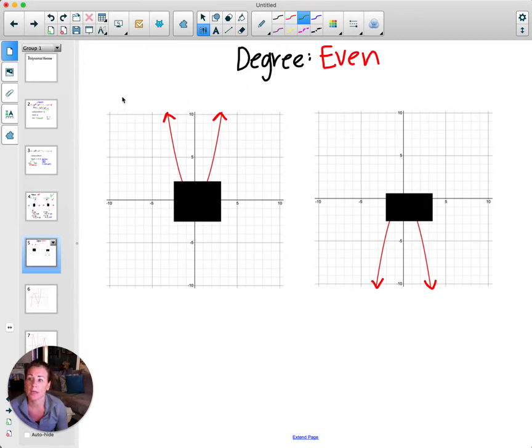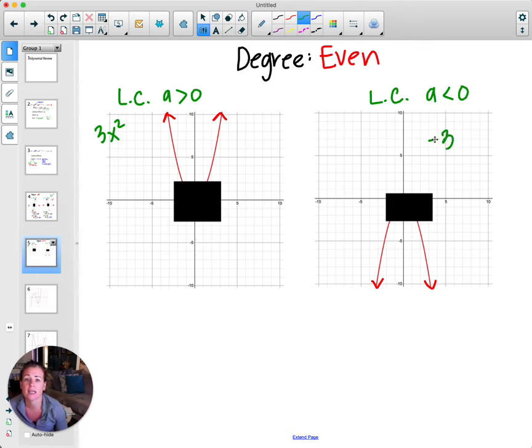If they're both going up, that means that the lead coefficient is positive, so your a value is greater than 0, something like 3x squared. Or if they both go down, then your a value is negative or less than 0. So this could be something like negative 3x to the 4th power. Okay, so that's when you're looking at those branches.